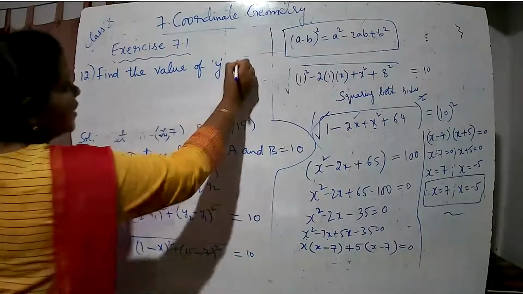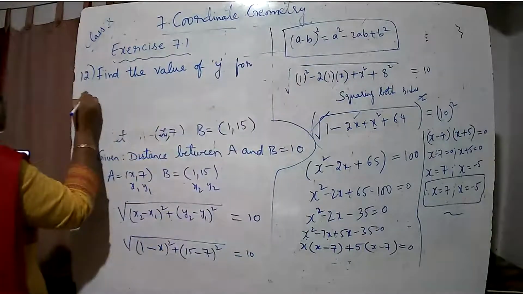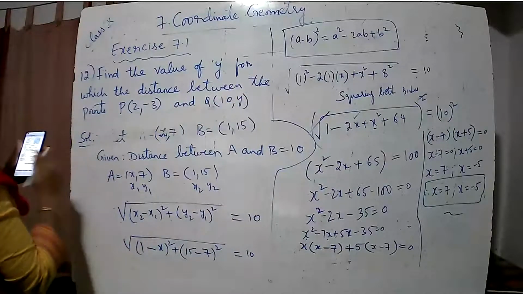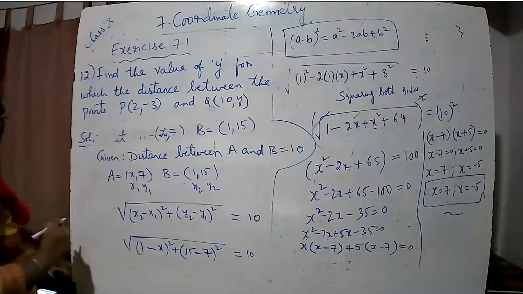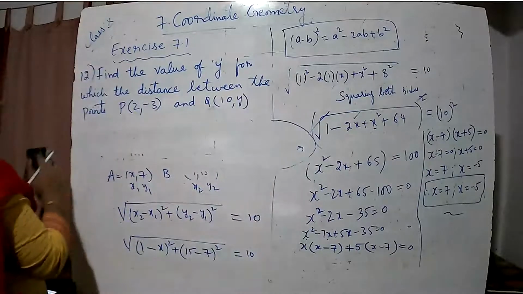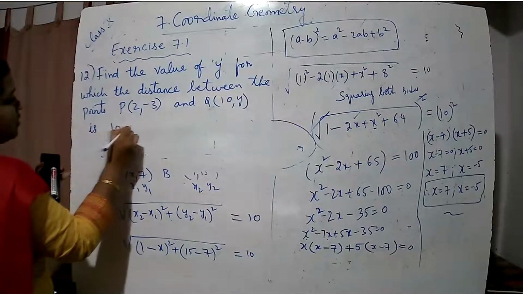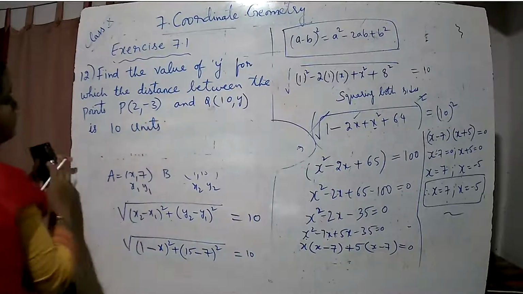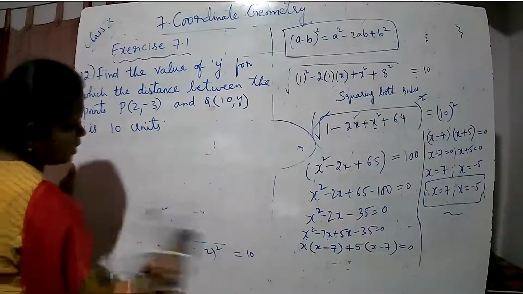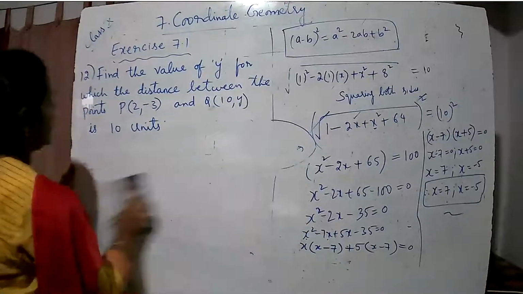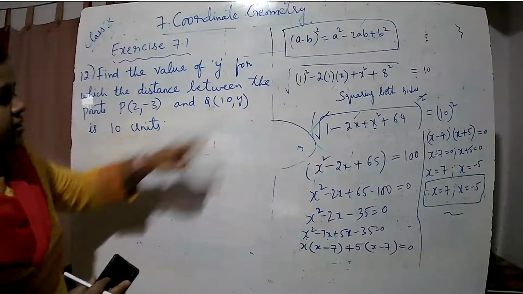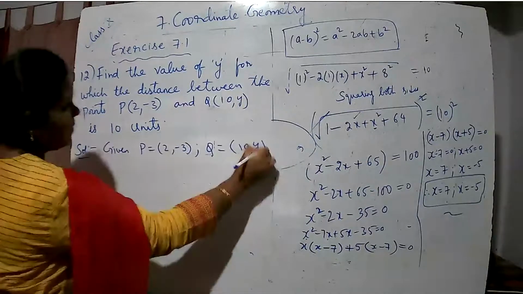For which the distance between (10, y) is 10 units. So this is also similar to the 11th one. So here also 2 points are given, P and Q, and the distance between P and Q is given as 10 units. In Q, the second coordinate y is not given. You have to find out y.